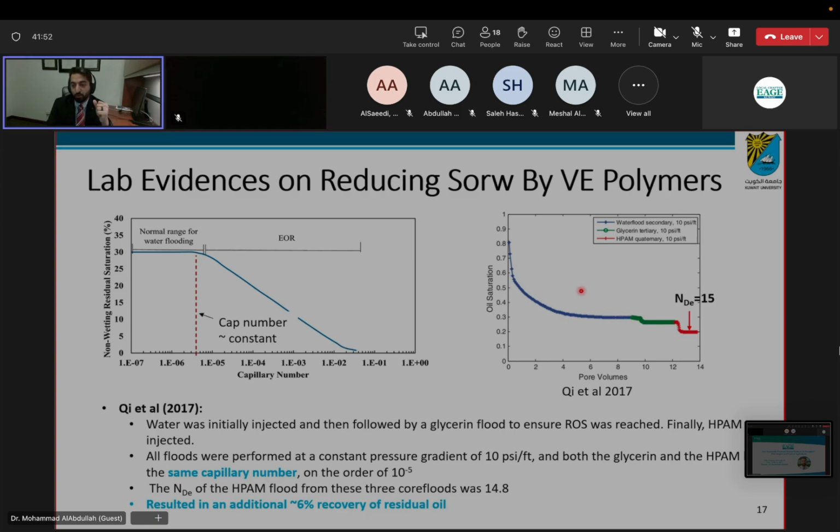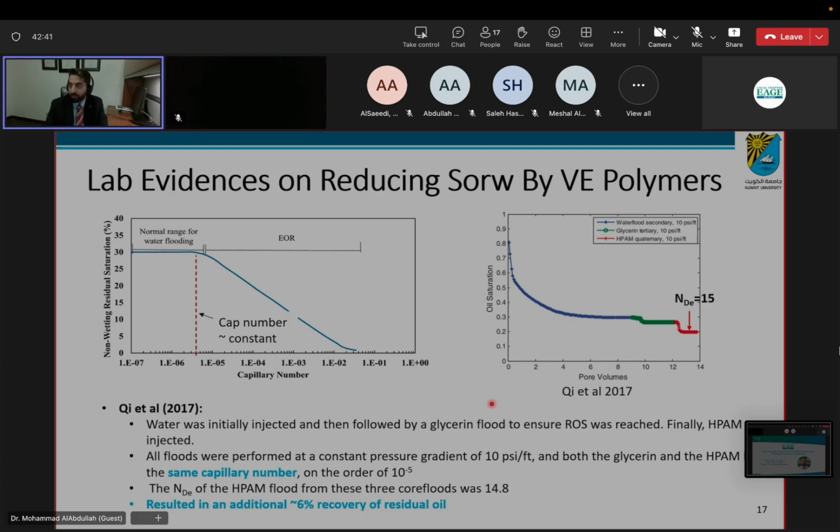Okay, so what they did after injecting around 9 pore volumes of water, they injected a higher viscosity Newtonian fluid, glycerin, in green. After that, they injected a viscoelastic polymer with a Deborah number of 15. Remember we said viscoelasticity starts after you exceed a Deborah number of 1, right? So higher than 1, you have viscoelasticity. What they observed is an increase of around 6% recovery of residual oil. This is very interesting. 6% is not really something trivial to think of if you have huge reservoirs.